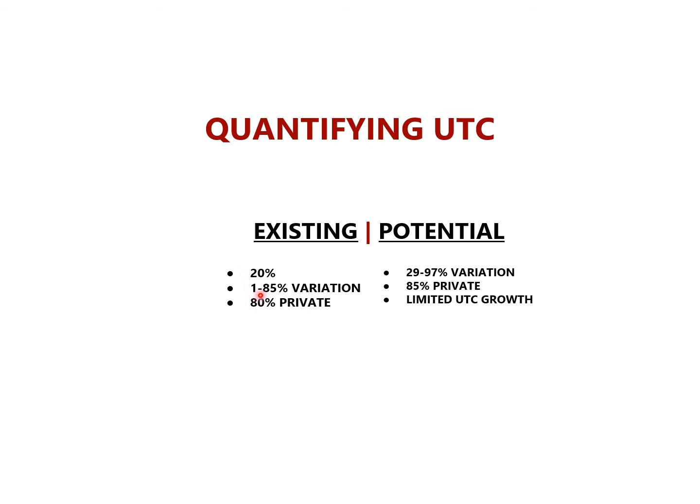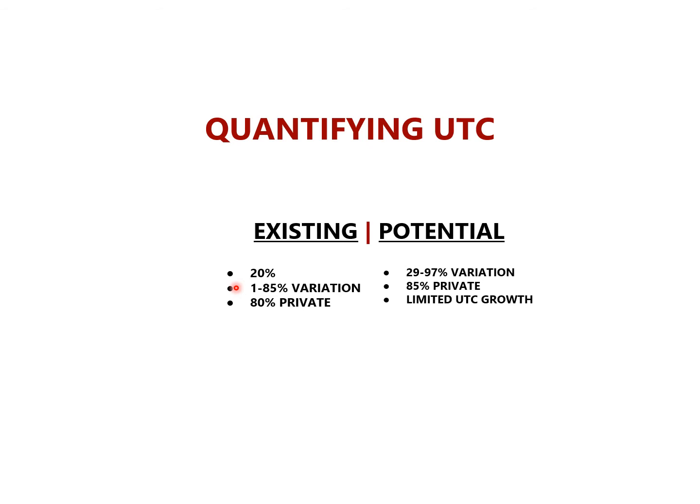If they looked at specific patches within the city, then there was a lot of variation. Some patches had 1% tree canopy, some patches had as high as 85% urban tree canopy. So there's a lot of variation. If you average all of them, then you get to 20%.